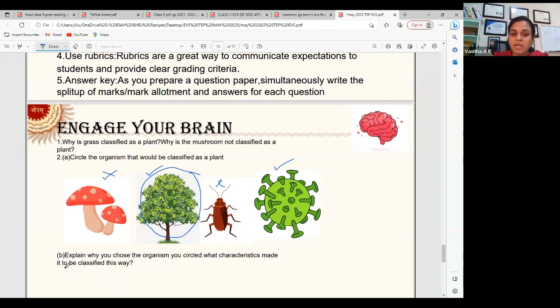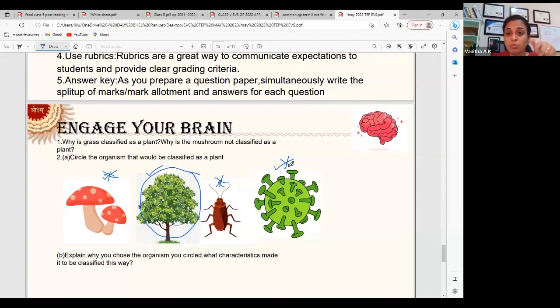What characteristic made it to be classified this way? It can be like, this is not green in color, this is an animal, this is a virus. So all three are wrong, this is the only plant. It could be this way also. The child's thinking can be from any dimension. We cannot expect that from one point, whatever answer key you give, like it is green in color, it has chlorophyll, so that is why I have circled. We can expect very many answers from children.